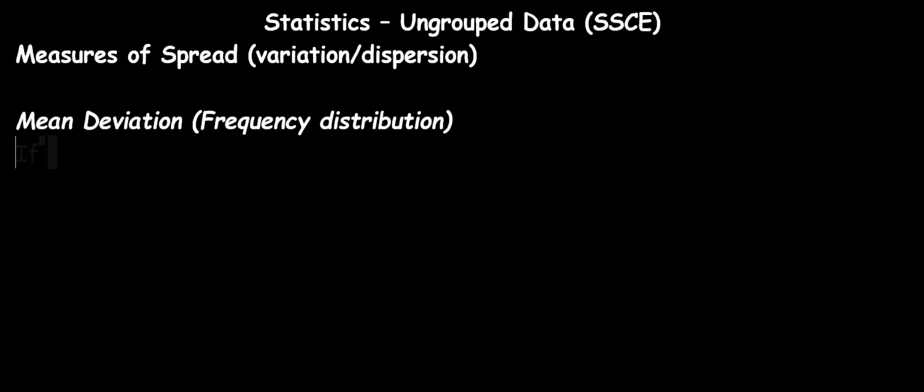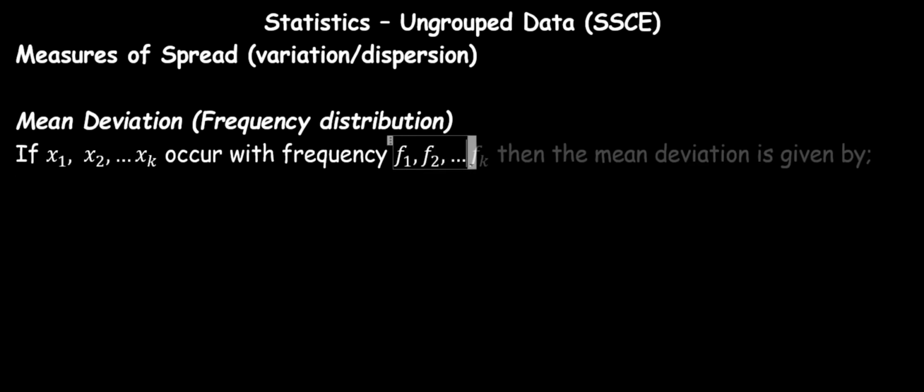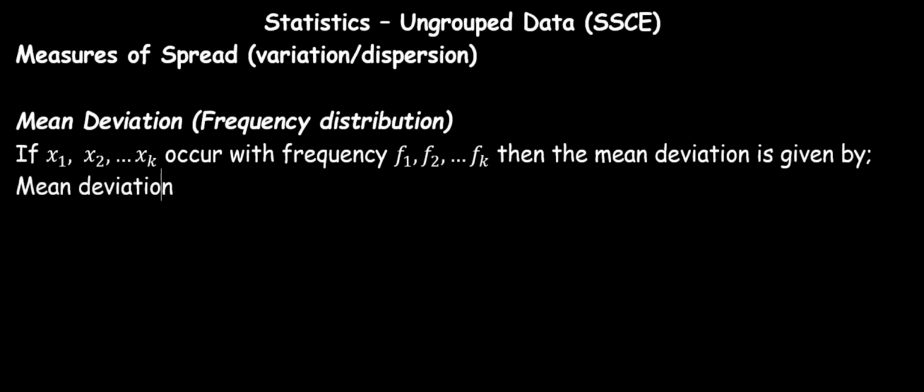If x1 on and on up to xk occur with frequency f1, f2 on and on up to fk, then the mean deviation, which is our MD, is equal to summation f, that is sigma f, absolute value of x minus x bar, divided by summation f, where x bar is the mean.